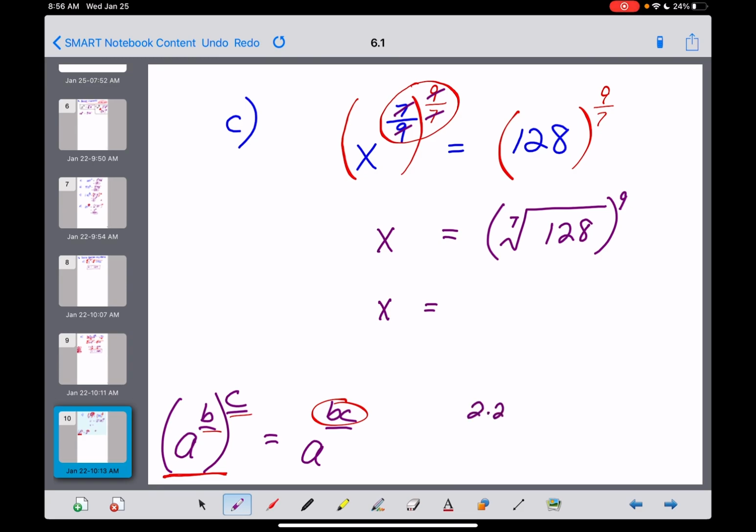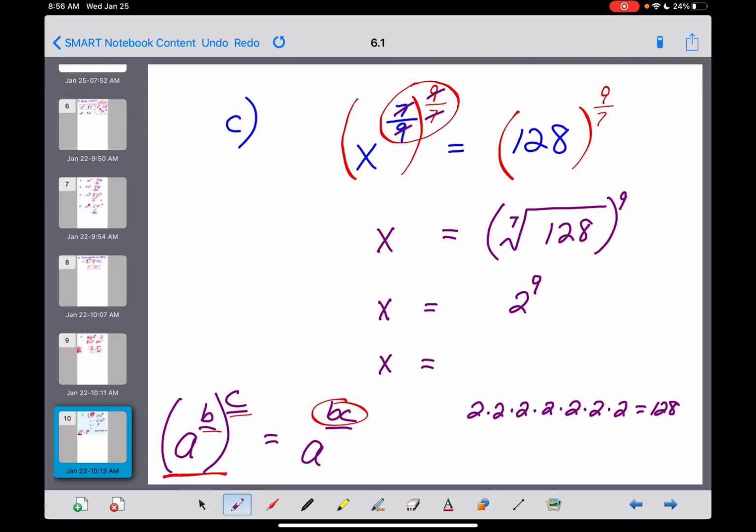2 times 2 is 4, times another 2 is 8. 2 to the 4th is 16. 2 to the 5th is 32. 2 to the 6th, then, is 64. And 2 to the 7th is 128. So the 7th root of 128 is 2, and now I need to take that to the 9th power.